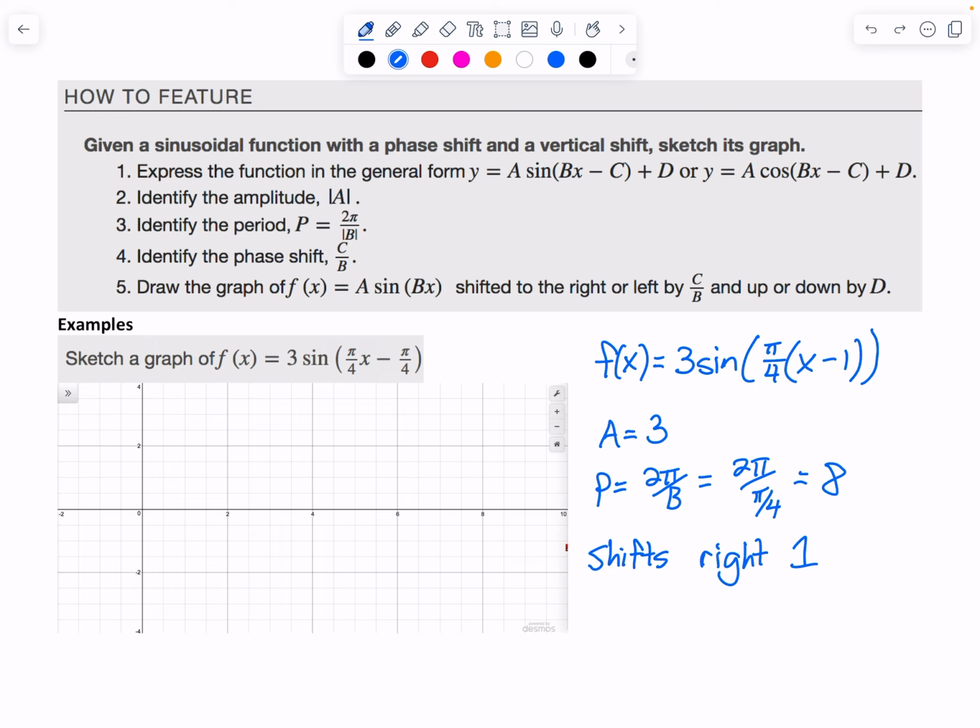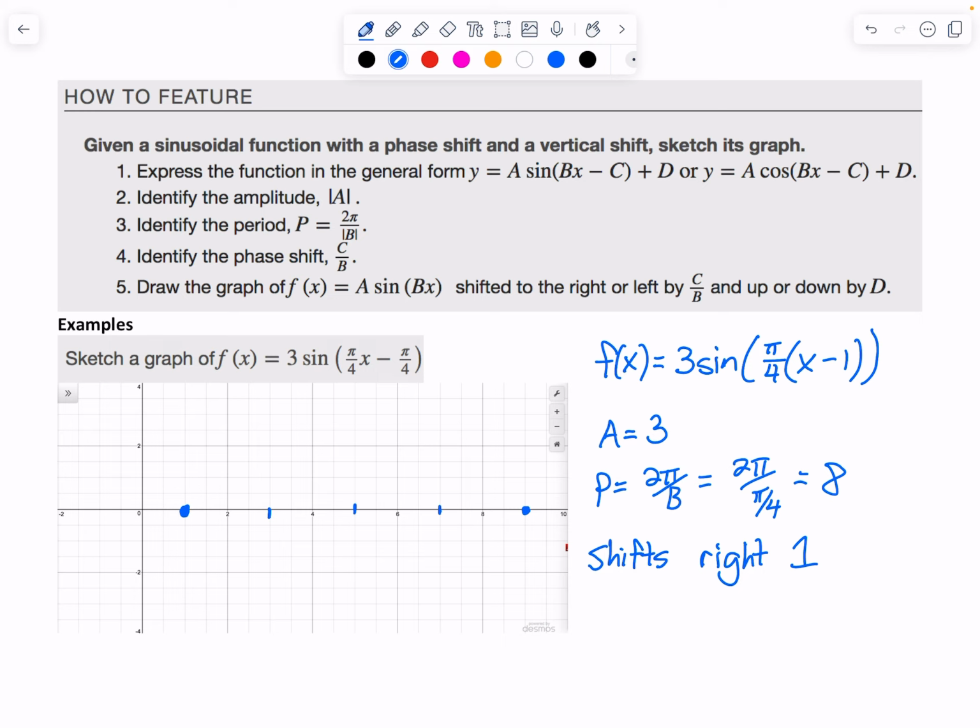It shifts to the right 1, so we're going to start here. I'm going to actually put a point because that's where sine starts, is on the midline. And then I know I got to go all the way over. I need to go 8 units, so I'm going to end here at 9. And it looks like I can split everything up by 2. Yeah, I can break them up again like that.